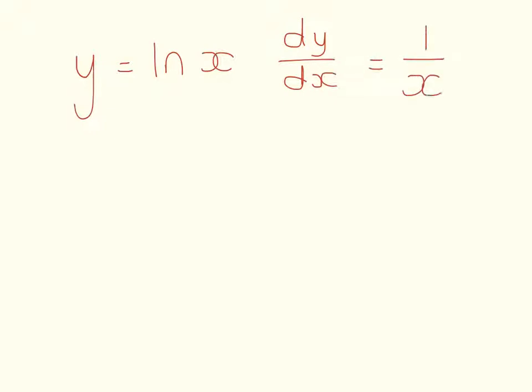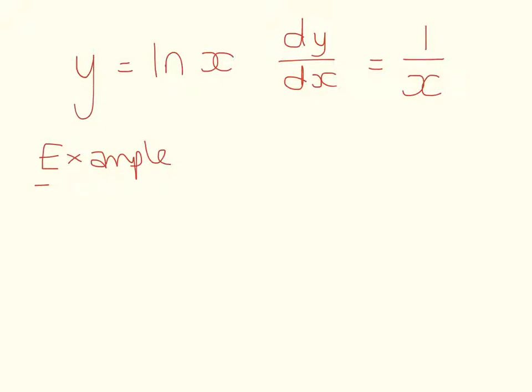Okay, the other rule we need to look at is if we have a graph of y equals log x, the natural log of x, and if we differentiate that, something a bit different happens. If we differentiate that, we end up getting 1 over x as our function. So let's just have a quick look at an example of one of these and see how we do it.